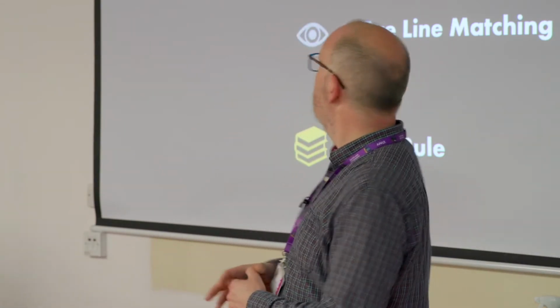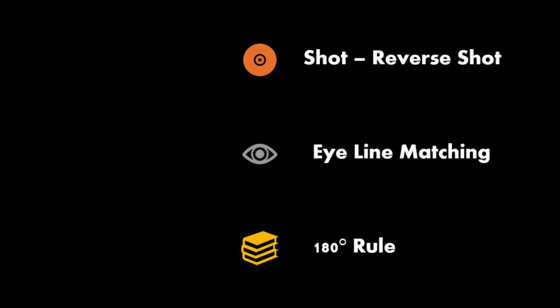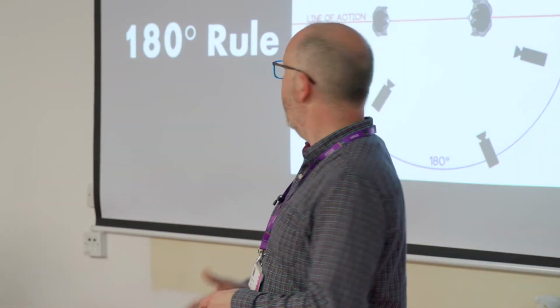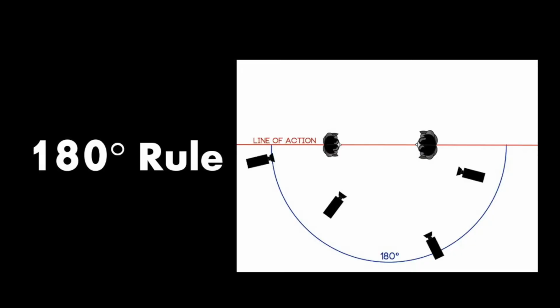So this taster session is a chance for me to talk to you about some of the key principles and rules and how we set these kinds of shots up. We're going to talk a bit today about the shot reverse shot, the eye line matching and the 180-degree rule. And we're going to do it by demonstrating that with some students. These two points, the shot reverse shot and the eye line matching, they work because of a thing we call the 180-degree rule. So I'm going to explain that visually with some students.